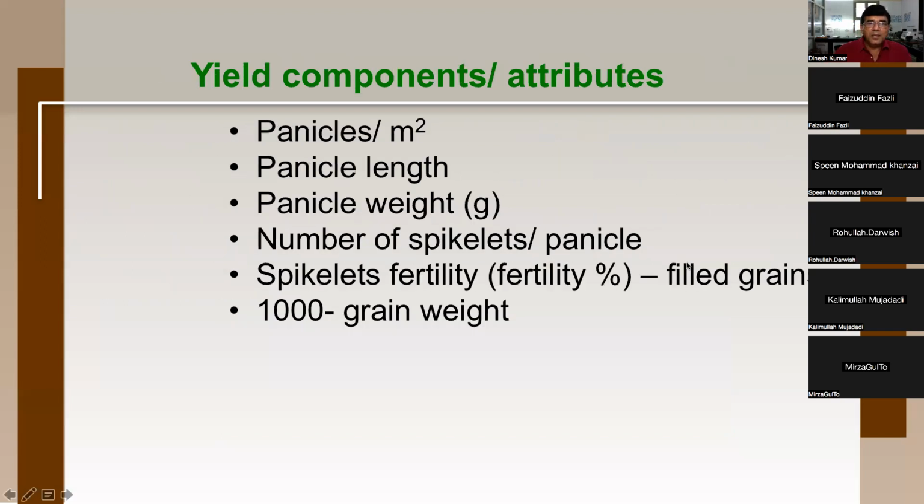Now, you see the yield attributes in case of rice or in case of any other cereal crop also. So, panicles per meter square is a yield attribute, panicle length, panicle weight, number of spikelets per panicle, spikelet fertility. Spikelet fertility means filled grains, and 1000 grain weight. So we will take one by one. I will make you understand what is panicles per meter square.